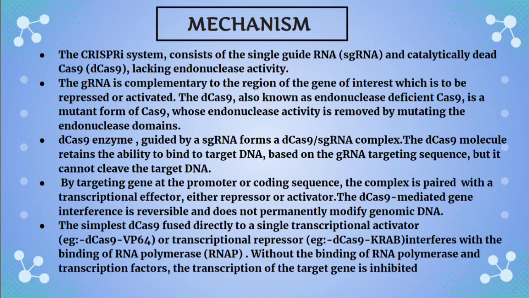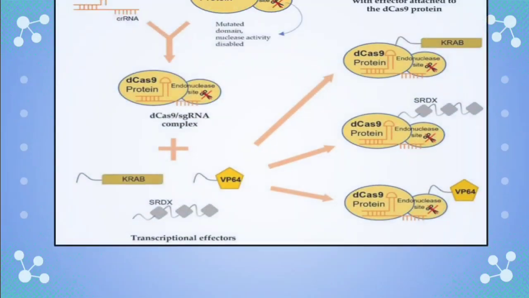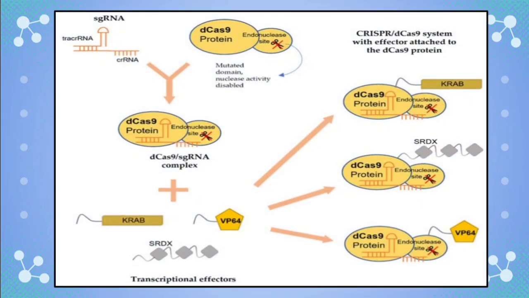D-Cas9 is also known as endonuclease deficient Cas9 because it is a mutant form of Cas9 whose endonuclease activity is removed by mutating the endonuclease domains. Single guide RNA is a single RNA molecule which consists of both CRISPR RNA and tracer RNA. So let us understand the mechanism with the help of this diagram. D-Cas9 guided by single guide RNA forms a D-Cas9 single guide RNA complex, as you can see in this picture.